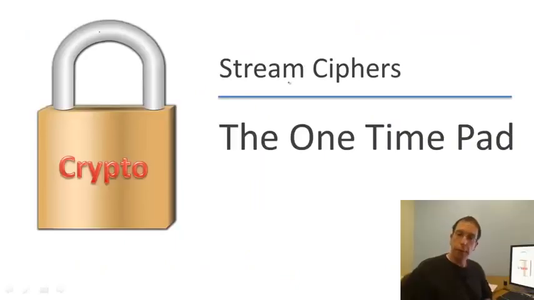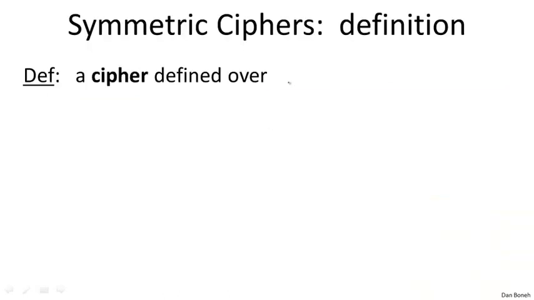Now that we've seen a few examples of historic ciphers, all of which are badly broken, we're going to switch gears and talk about ciphers that are much better designed. But before we do that, I want to first of all define more precisely what a cipher is. Remember, a cipher is made up of two algorithms. There's an encryption algorithm and a decryption algorithm.